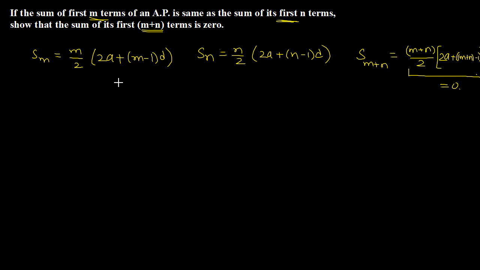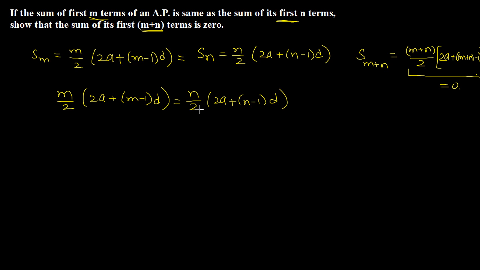The first condition they have given is that this equals that. So all I can do is m by 2 times (2a plus (m minus 1) d) equals n by 2 times (2a plus (n minus 1) d). The sum of m terms of an AP equals the sum of n terms of the same AP, where m and n are different. Now let's open up the brackets: 2a plus dm minus d, and 2a plus dn minus d.